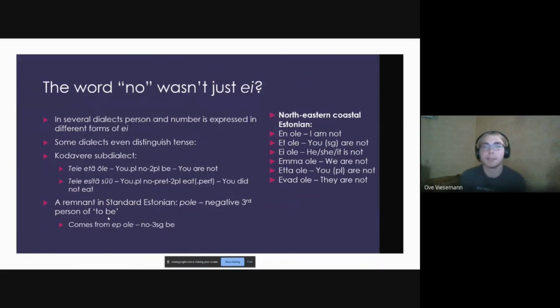Then the word no wasn't just a. In several dialects, person and number is expressed in different forms of a. For example, in northeastern coastal Estonian, en ole is I am not, et ole is you in singular are not, ei ole, he, she, it is not, emma ole, we are not, eta ole, you are not, evad ole, they are not. Some dialects even distinguish tense. Whatever subdialect, for example, have these sentences. Teie ette ole, you plural, we, you are not. Teie esite süü, you did not eat. The ette and esite are the word no. A remnant in standard Estonian is pole, which is negative third person of to be, and it comes from ep ole.